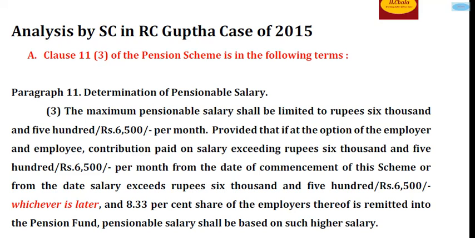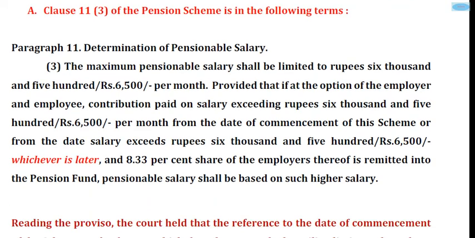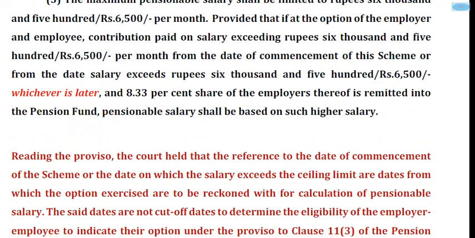So what does para 11 subclause 3 say? The maximum pensionable salary shall be limited to 6,500 rupees, provided that at the option of the employer and employee, contribution can be paid exceeding 6,500 rupees per month from the date of commencement of the scheme, or whichever is earlier. This was the point.